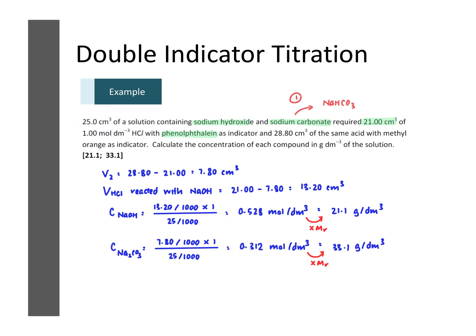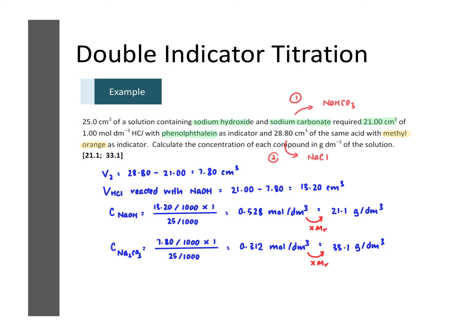Okay, the next part tells you this, that we did a brand new titration with methyl orange as the indicator. So now when you use methyl orange as the indicator, the endpoint is this. When you use methyl orange as the indicator, remember that your sodium carbonate will be fully reacted to sodium chloride. So it will detect endpoint 2.